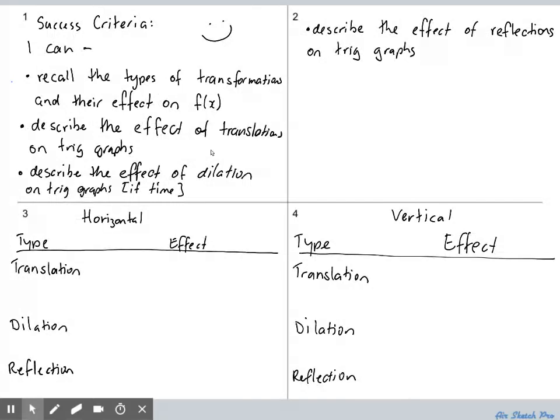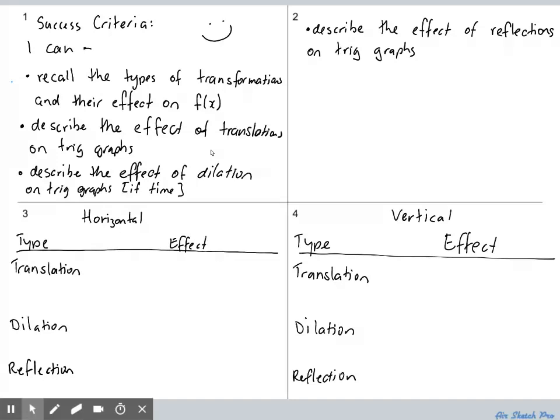So down the bottom there, I've described the 3 types of transformations, and I'm just talking about a general function at this stage. So we've got translations, dilations, and reflections. And you might remember, we talk about horizontal effects and vertical effects on a function. Even though I've got horizontal first, I think I might go with vertical.